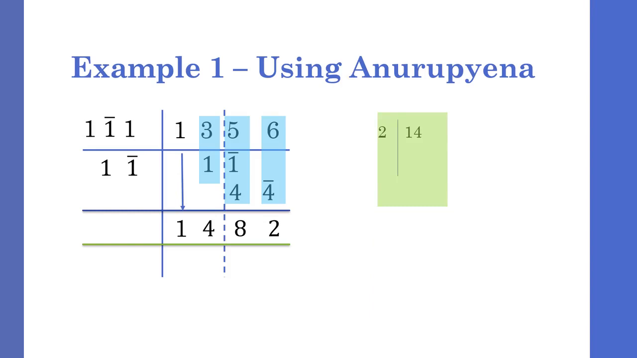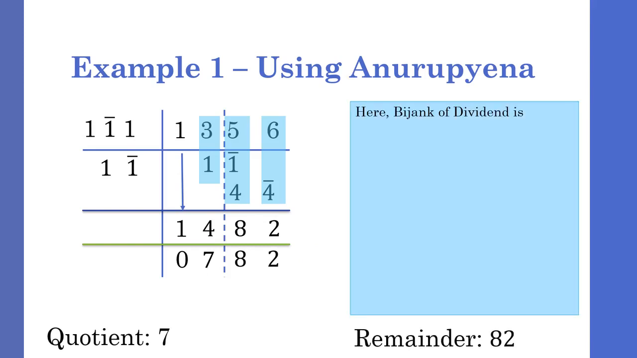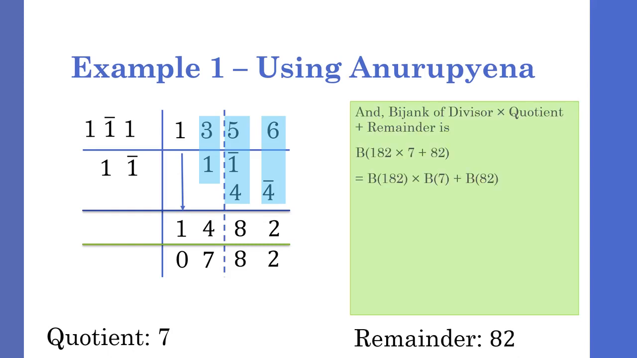Now proportionately divide the modified quotient to get the actual quotient. This is Anurupyena. So this is my final quotient and remainder. Verify by Bijank.